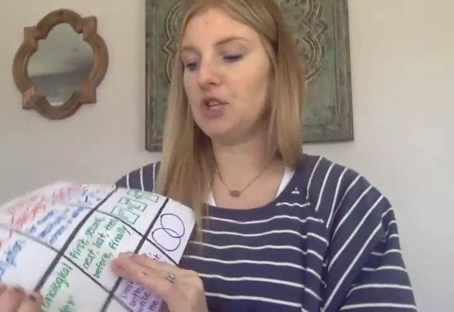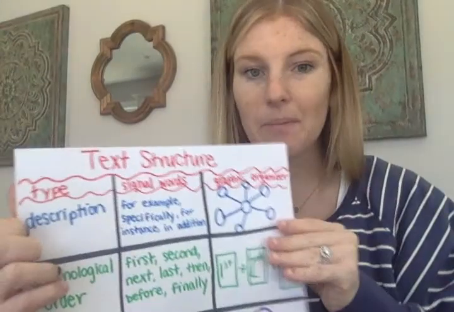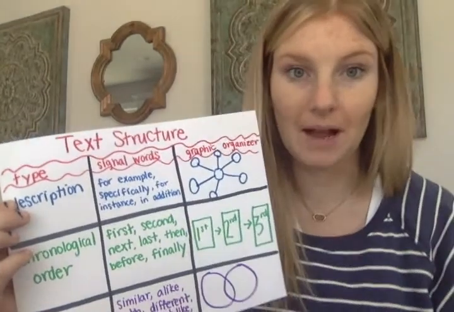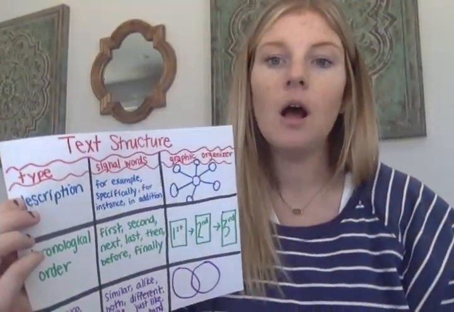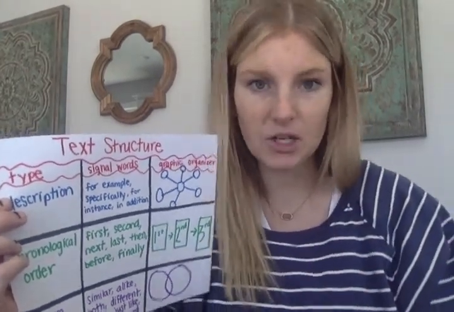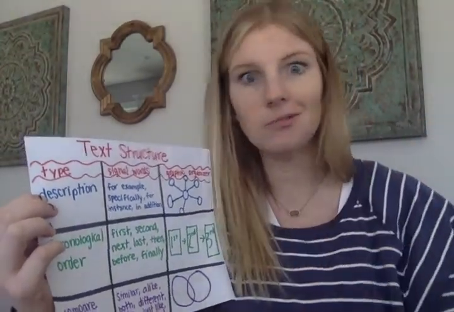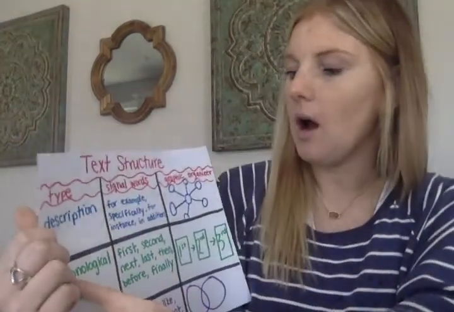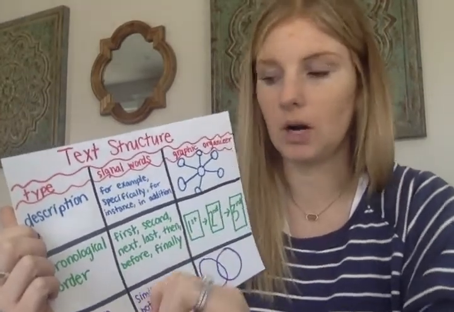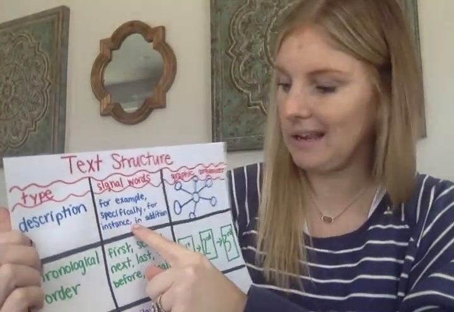So description has the word pretty much describe in it, okay? So it's going to be any type of text that just describes something. So it could be an all about the author page in the back of a book that just describes the author. It can be the Dewey webpage. If you've been on our school's website, we have an About Us page where it just talks about all about Dewey and who we are and what we do. Some signal words. This is when you have to be a detective and look for these words like, for example, specifically, for instance, and in addition.